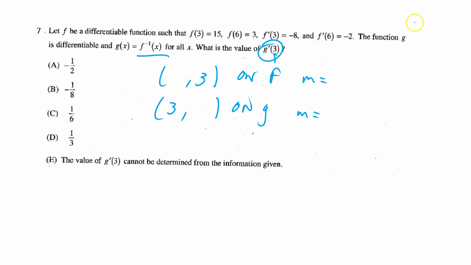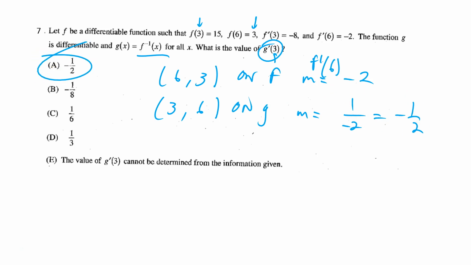So I'm trying to find a point that has a y-coordinate of 3. f of 3 is 15. No, that's the x-coordinate. I don't want that. Here, f of 6 is 3. That works. 3 is my y-coordinate, which means 6 is my x. So then 6 goes here for the g. I want to find the slope of f at (6, 3). I want to know f prime of what coordinate? 6, right? So f prime of 6, they give me that. It's negative 2. That means the slope for g is 1 over negative 2, which is negative 1/2. There it is. It's A.